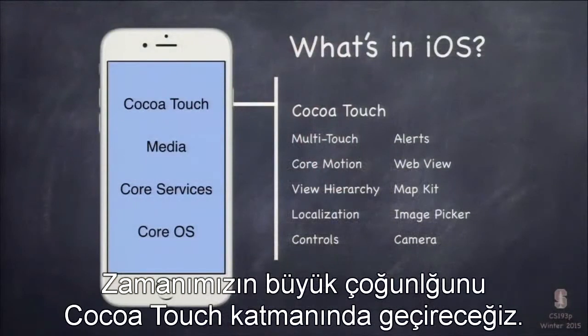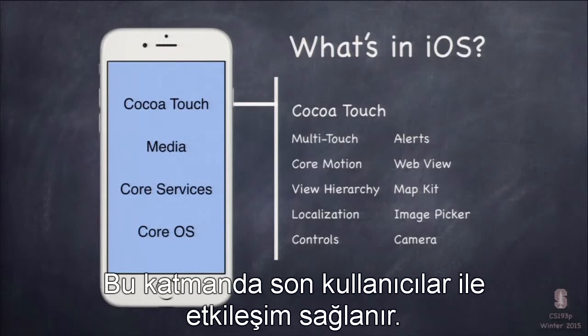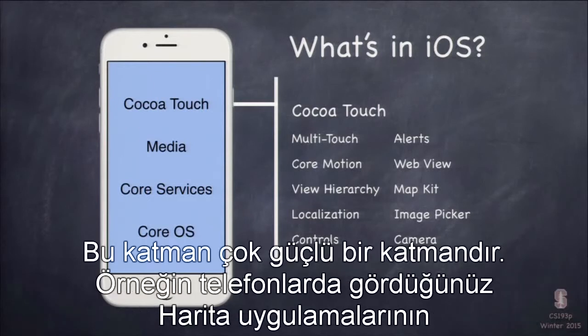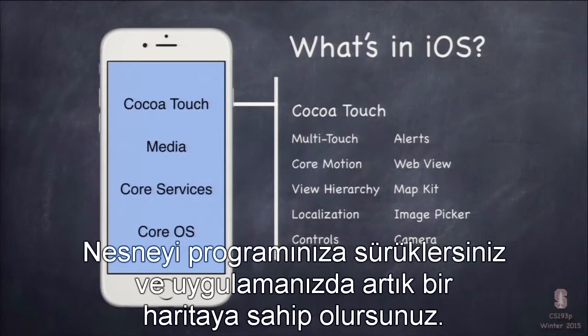So the Cocoa Touch layer, that's where the buttons and sliders and things like that are. This is the layer where you're going to build the interactivity with your end user. And so we probably spend 70+% of our time in the Cocoa Touch layer. And this is a very powerful layer. You know, you've seen things like the Maps app on the phone. There's basically an object that does almost the entire Maps app that you can just drop right into your program. Now you have Maps in your program.